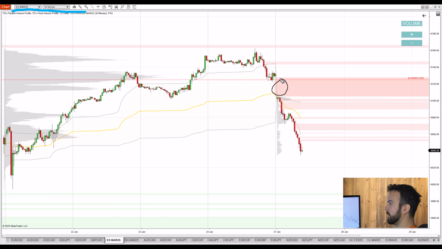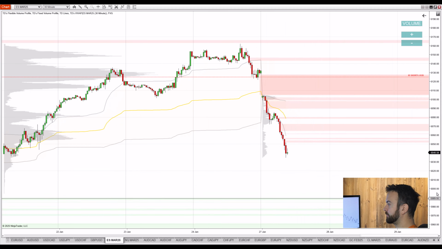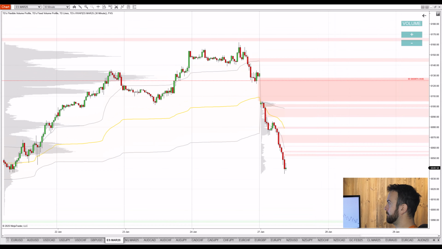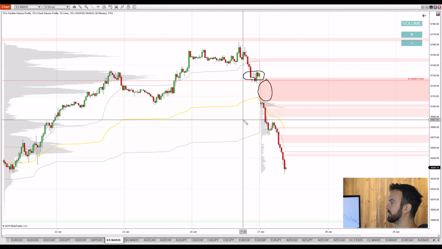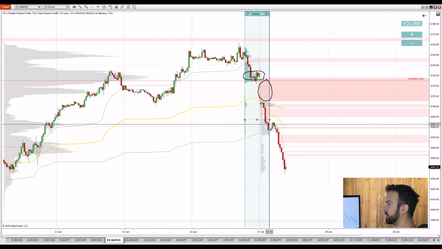gap right here. And when there's an opening gap like this, I have a very powerful strategy which I wanted to show you. The strategy goes like this. The first thing is that the market needs to open with a gap, right? Also, you need to see a heavy volume zone before the gap formed. So you need to use the volume profile like this.